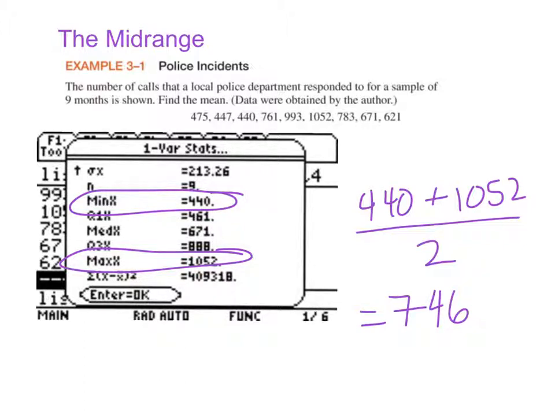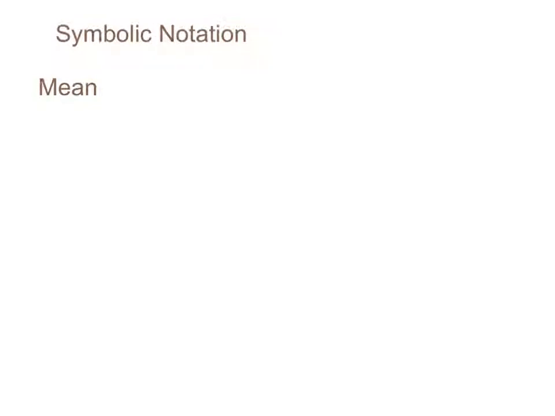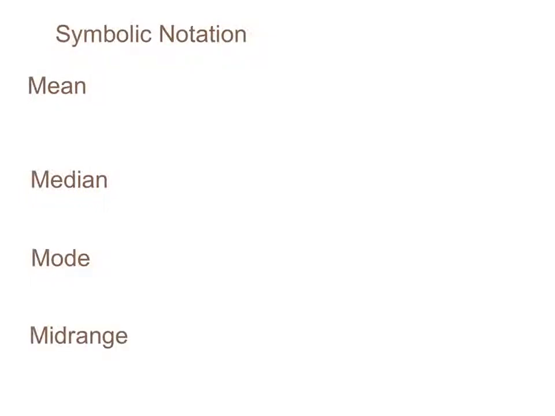It's not a quick process to use your calculator for the mid-range unless you're already using it for the median and the mean, which the calculator is handy for those two functions specifically. Okay, there are 4 measures of central tendency: the mean, the median, the mode, and the mid-range. So 4 measures of central tendency: mean, median, mode, and mid-range. These are the 4 that you're responsible for.